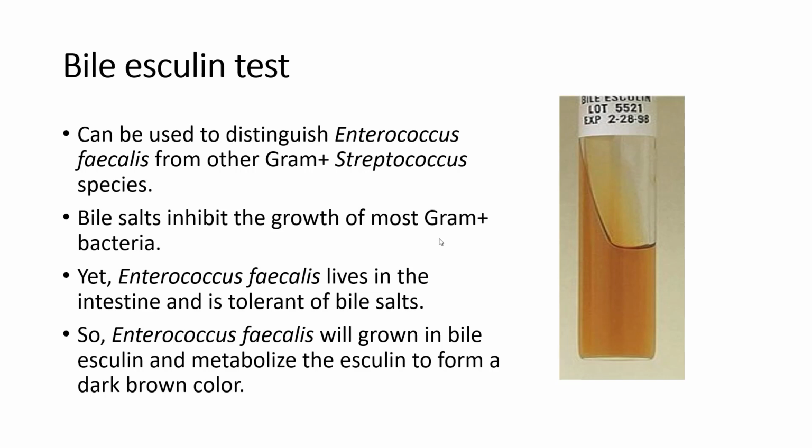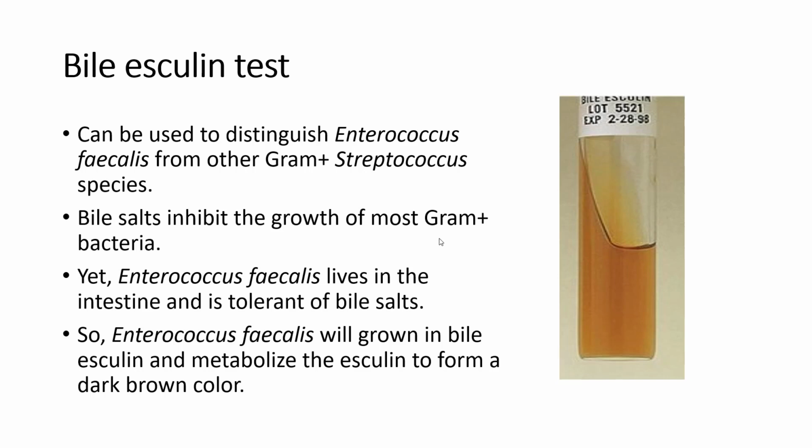The term entero means gut, and because there's a lot of bile salts and other types of salt in the gut, Enterococcus faecalis actually can tolerate salt really well, including bile salts. So if we inoculate Enterococcus faecalis into something that has a lot of bile in it, it should still be able to grow, whereas most other gram-positive Streptococci do not grow.